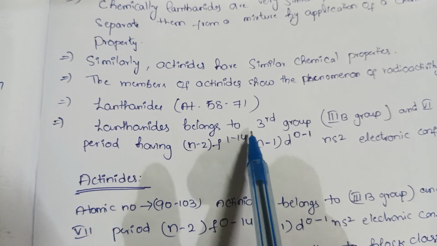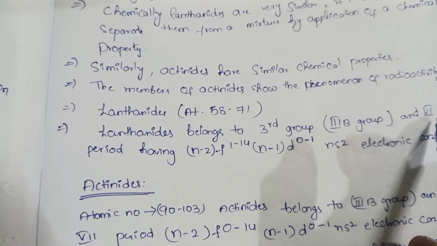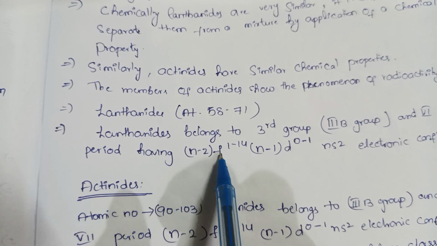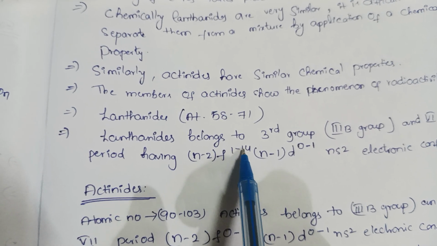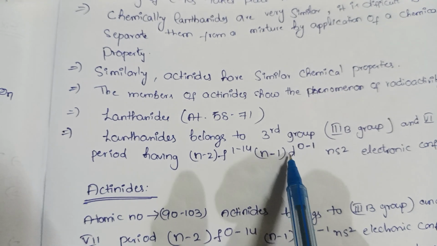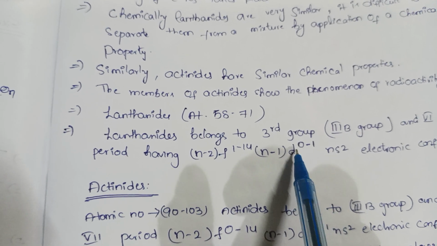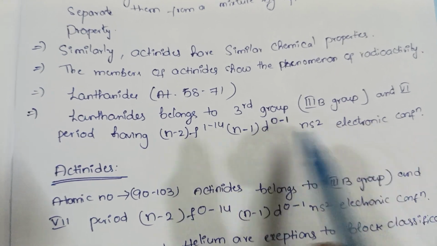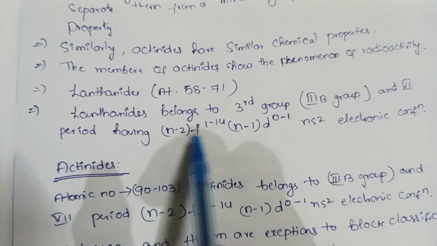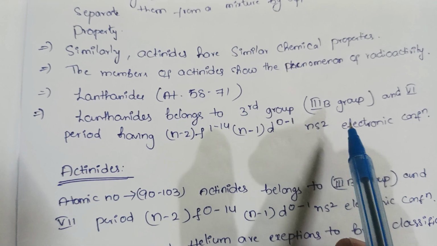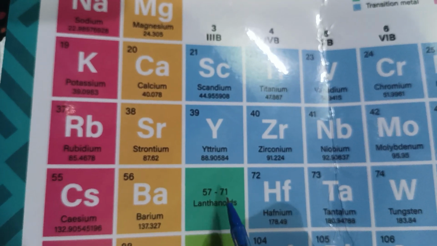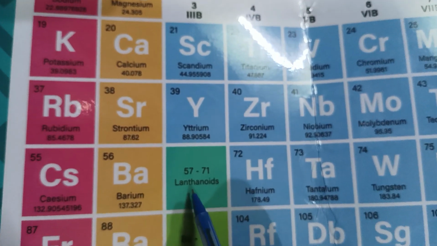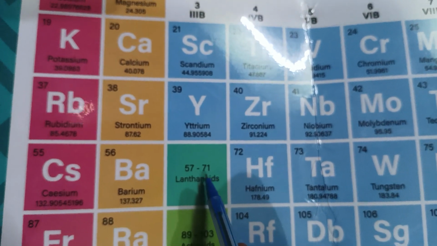Lanthanides belong to the third group and sixth period, having (n minus 2) f orbital 1 to 14 electrons, (n minus 1) shell d orbital 0 to 1, and ns2 electronic configuration. This is the antipenultimate shell, this is the penultimate shell, this is the nth shell. Lanthanides are in group 3B and the sixth period. The lanthanides run from 57 to 71.